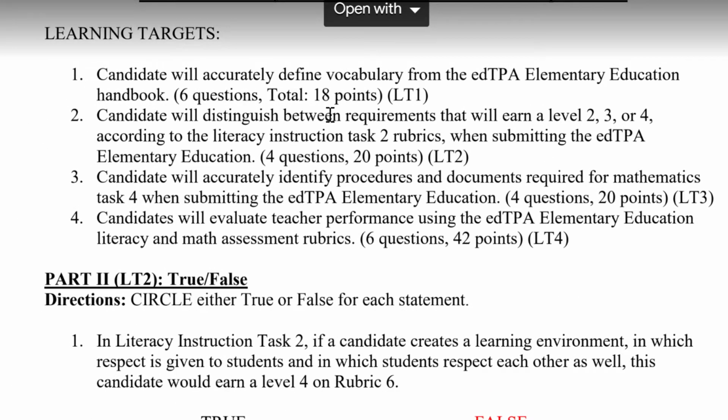There are your targets with 6 questions, 18 points. You don't need this total here. Just put 6 questions, 18 points, then the LT1 in parentheses. Okay, so that's how you should start your test off.